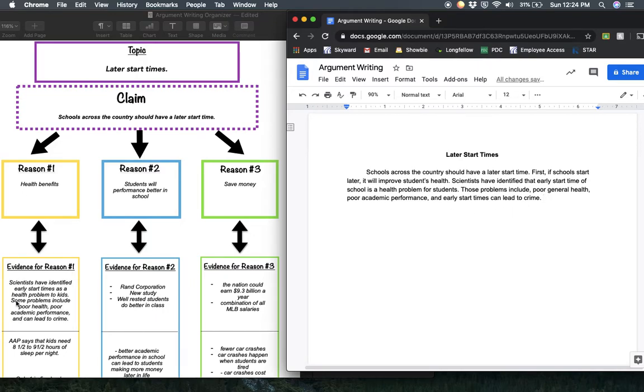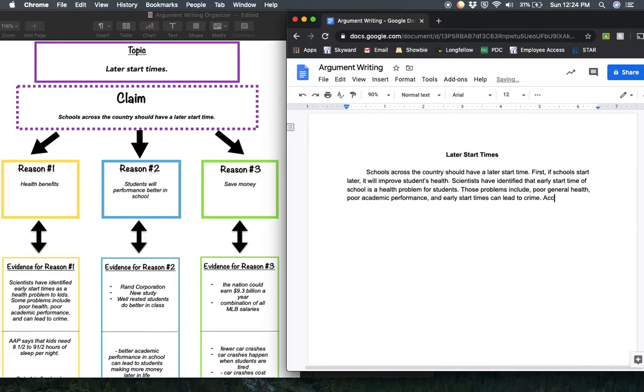Now, if you notice, I did reword a few things, which is totally okay. That's what we expect you to do. Remember, this organizer was just for taking notes and gathering information. Now you need to write everything into complete sentences and make sure everything flows.